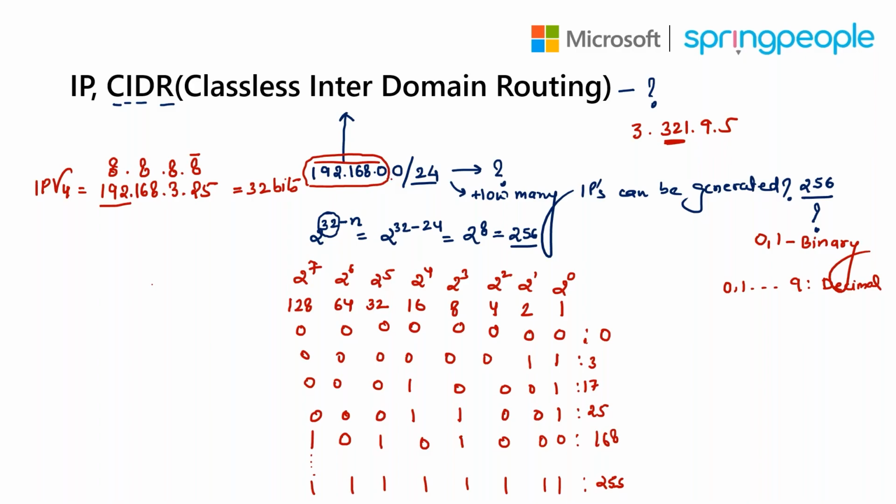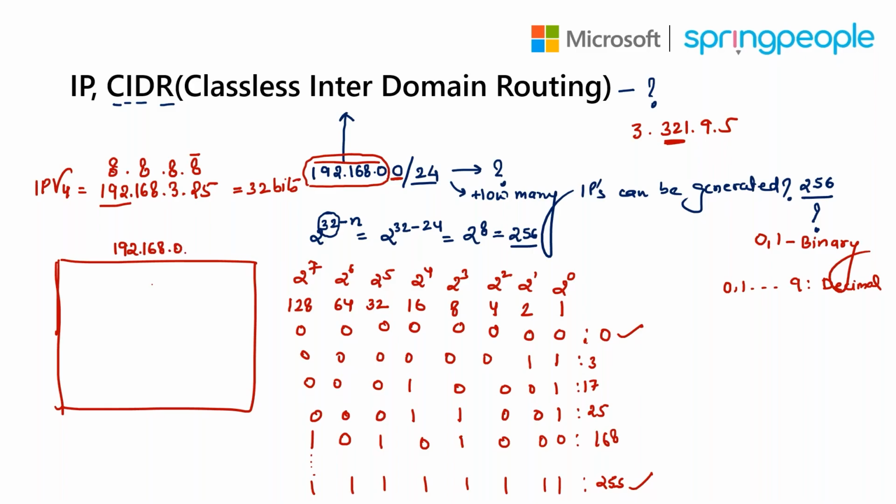These will be blocked. Now this last part is free, and these 8 bits can vary from 0 to 255. Let's talk about SpringPeople, TCS, Infosys. They choose one CIDR for their organization. Let's say we are TCS and we choose one CIDR for our organization, 192.168.0.0/24. By this they want to say the first three octets will not change, only the last can change.